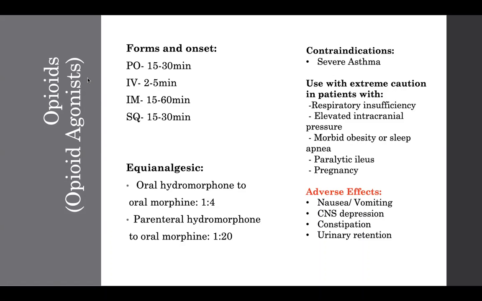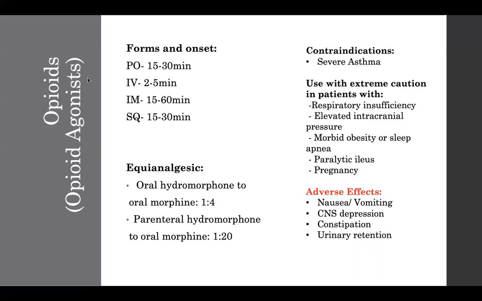Analgesic equivalence is when you are switching from one medication to another, so one opioid to a different opioid, and you're trying to get the same therapeutic effect. So like we have right here, oral hydromorphone is equivalent to oral morphine in a 1-to-4 ratio. So that's how you'd be calculating that if you were in a setting where you needed to switch someone to a different opioid. Same thing with the parenteral hydromorphone and morphine, 1-to-20.